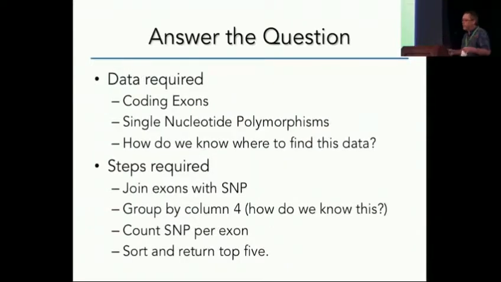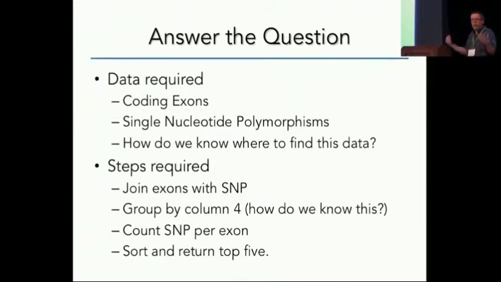So the first thing we need to do is identify where the coding exons come from, what data set contains that, what data set contains the SNPs, and then the steps we need to actually answer the question, that we need to join the coding exons with the SNPs on some common column, apparently column 4, but how do we know this? It needs to be encoded somewhere in the system.